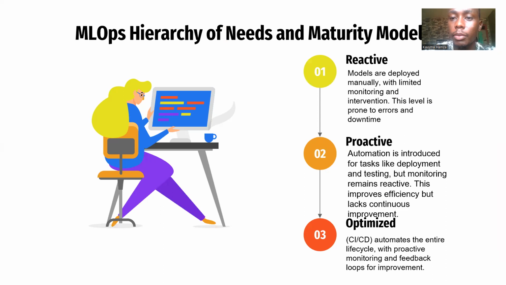MLOps hierarchy of needs and maturity models. There is reactive, proactive, and optimized. Models are deployed manually with limited monitoring and intervention. This level is prone to errors and downtime. That's the reactive. Then proactive, automation is introduced for tasks like deployment and testing, but monitoring remains reactive. This improves efficiency but lacks continuous improvement. Optimized automates the entire life cycle with proactive monitoring and feedback loops for improvement.